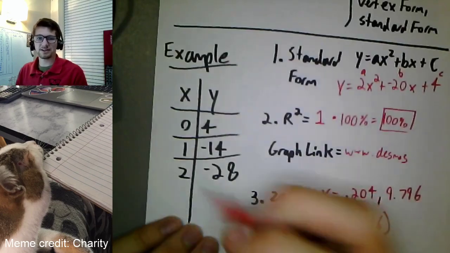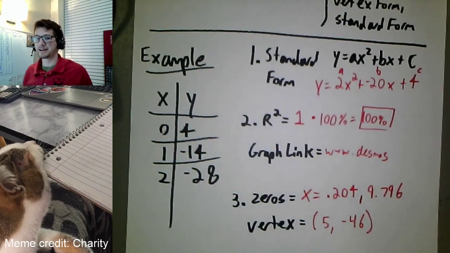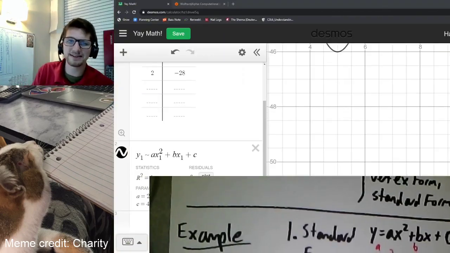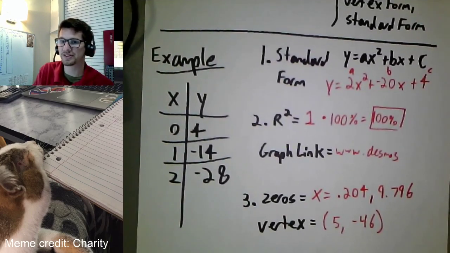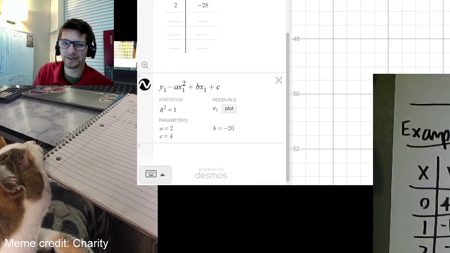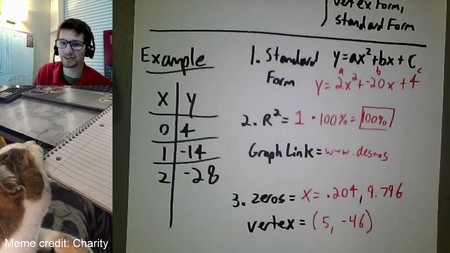I was given 3 points. I plugged them into Desmos, and I used the A, B, and C buttons right over here to get my A, B, and C for standard form, so I wrote my own equation. Once I had my own equation, I looked at the R value, and it was 1, so I plugged that in. Got the graph link.